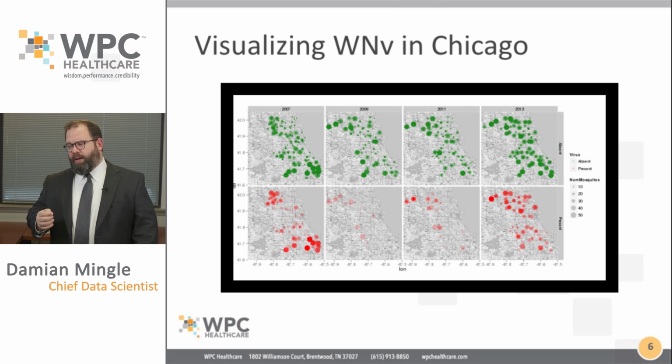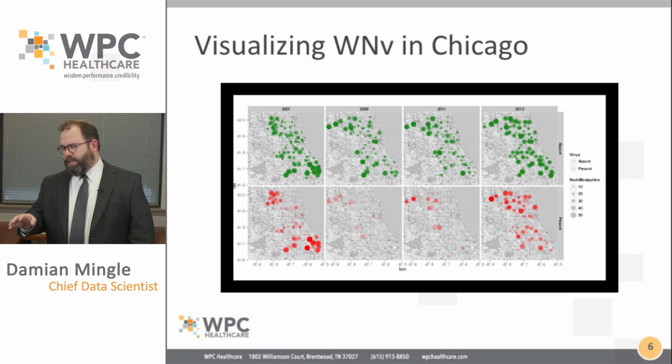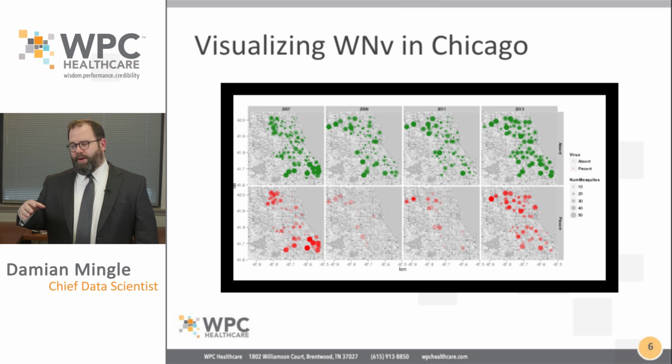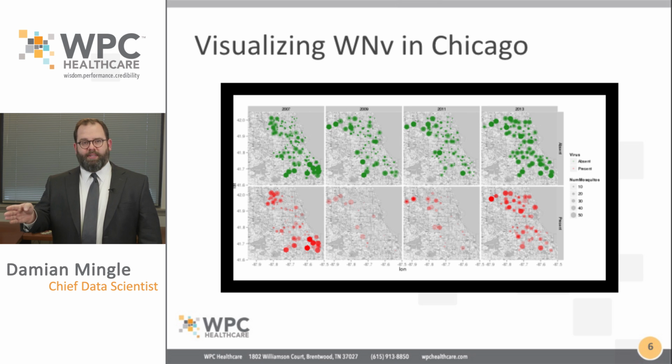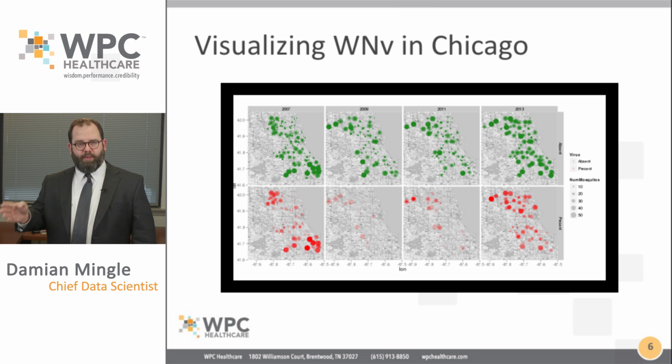Here's an example of another visualization. What you're seeing here on this top row is really the cases of mosquitoes where the virus is absent. And on the bottom row, you see where West Nile virus is present. And this is with an X and Y axis of Latin long, and you are able to see across time. So this represents 2007, 2009, 2011, and 2013.